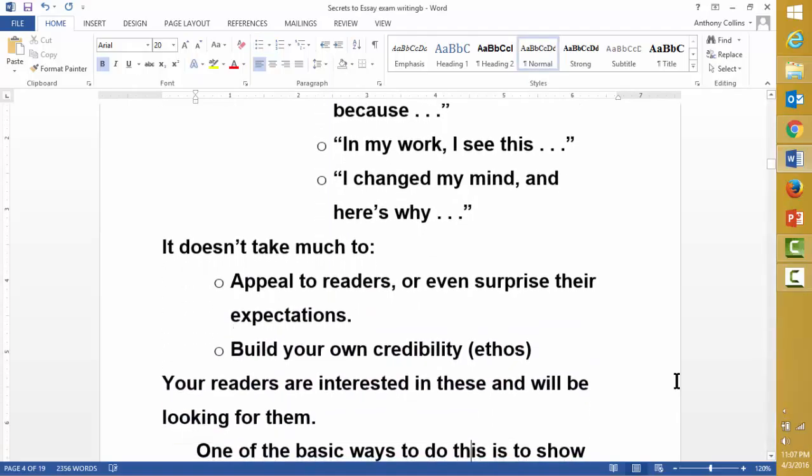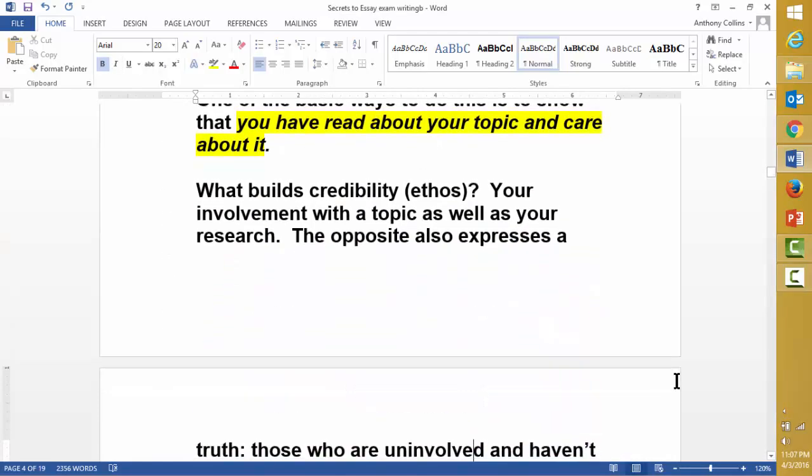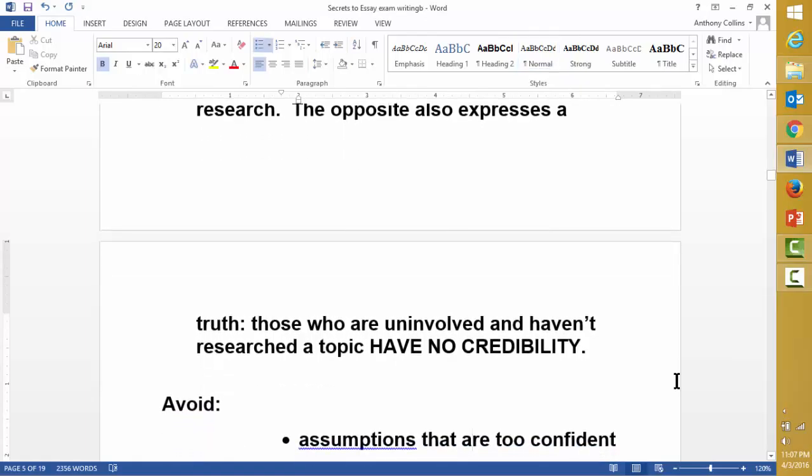It doesn't take much to appeal to readers, even to surprise their expectations, and to build your own credibility, or ethos, on a topic. Your readers are interested in these, and will be looking for them. One of the basic ways you do this is to show that you've read about your topic and care about it. What builds your credibility? Your involvement with the topic as well as your research. The opposite also expresses the truth. Those who are uninvolved and haven't researched a topic have no credibility.